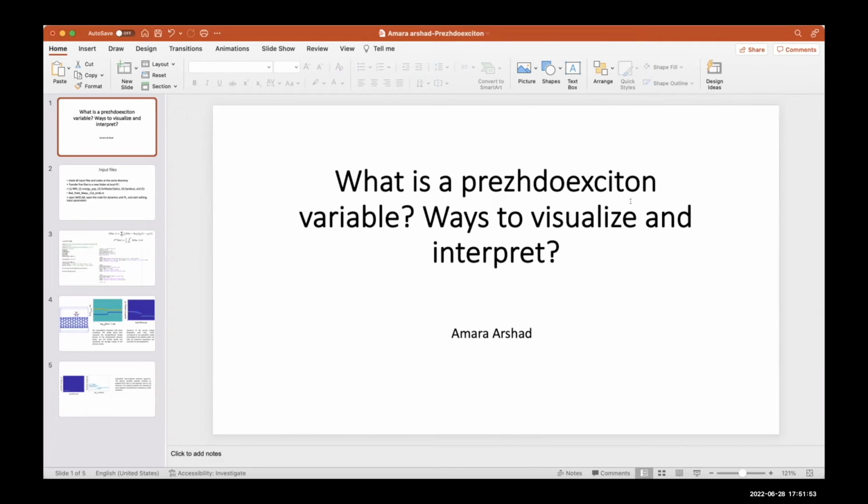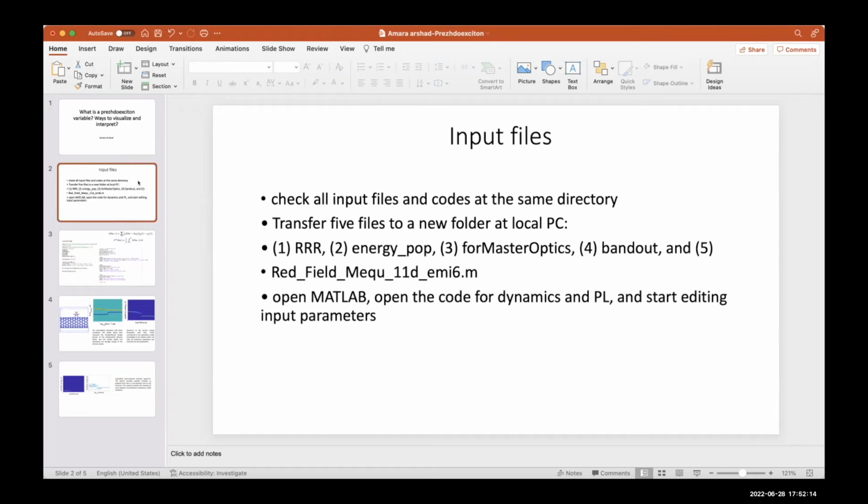So hello everyone. I think everything was explained by the professor before, so I will explain the same thing. The most important thing is that in this case we study the dynamics of the exciton, that is the electron-hole pair, and we need all the input files that we used in the previous meeting. Here is the summary of those input files: there are 5 input files, the RRR file, energy pop file, master optic file, band out file, and the MATLAB code.